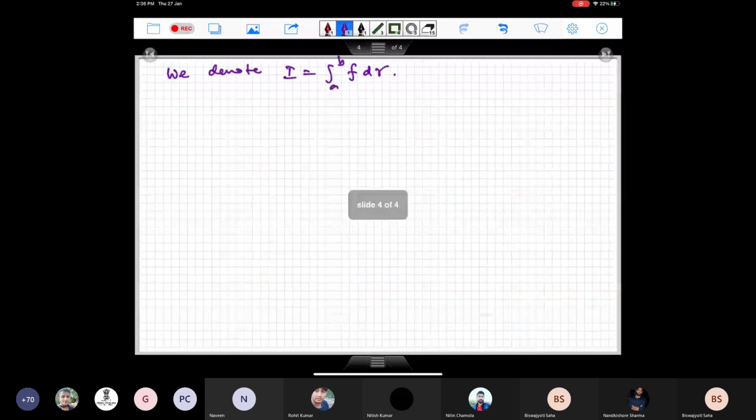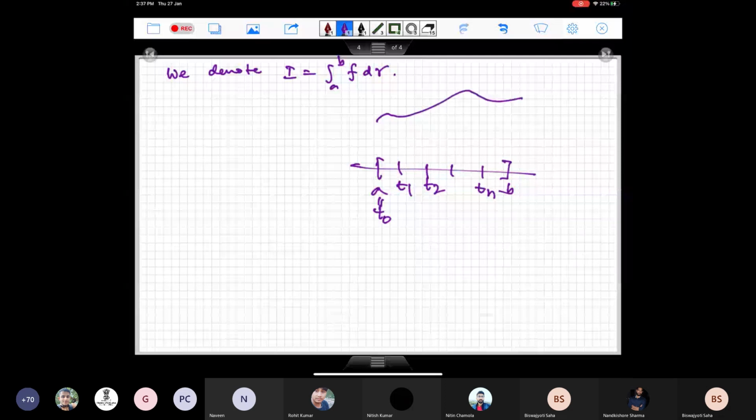So let's say I have an interval A to B. You used to take partitions. So this is A equal to t0, t1, t2, and so forth, tn. And let's say I want to integrate this curve f, then what do you do? You can take lower sum, upper sum, or any arbitrary Riemann sum. Generally you will take some arbitrary point, and you are going to collect the areas of these rectangles.